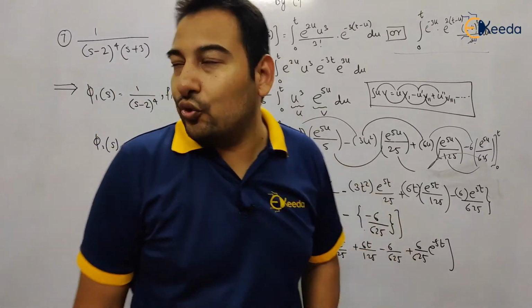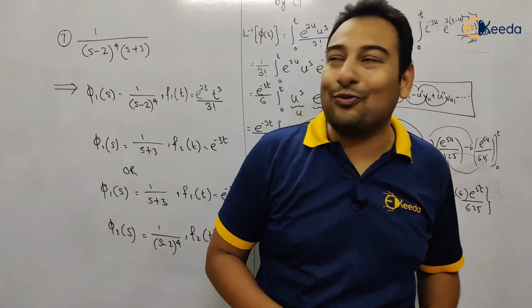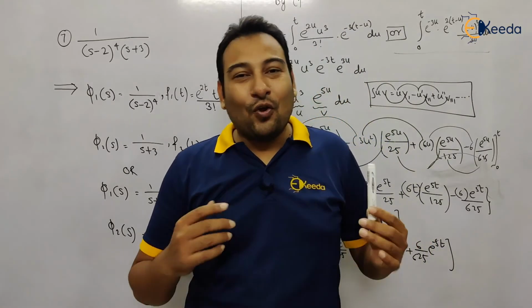So this is your required solution for the problem 1 upon (s minus 2) raised to 4 into (s plus 3). Hope you understood. Practice well.